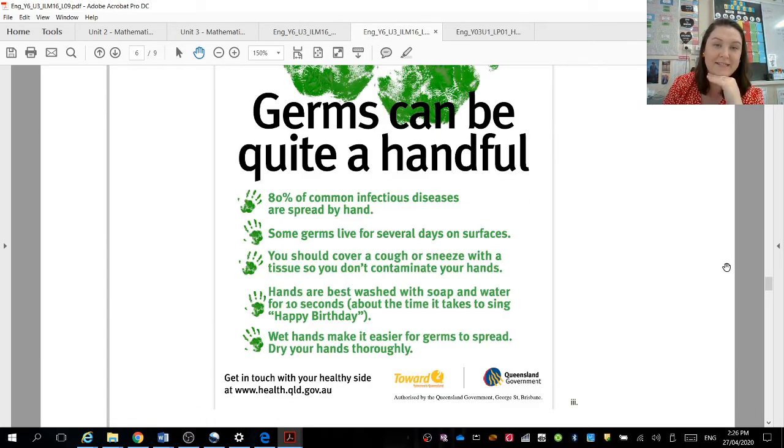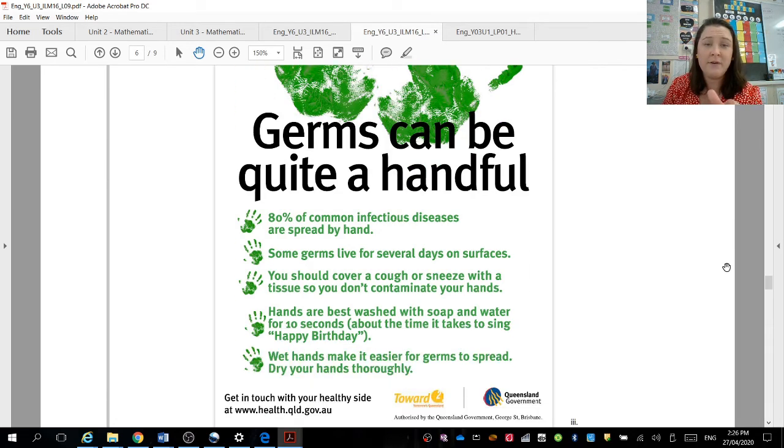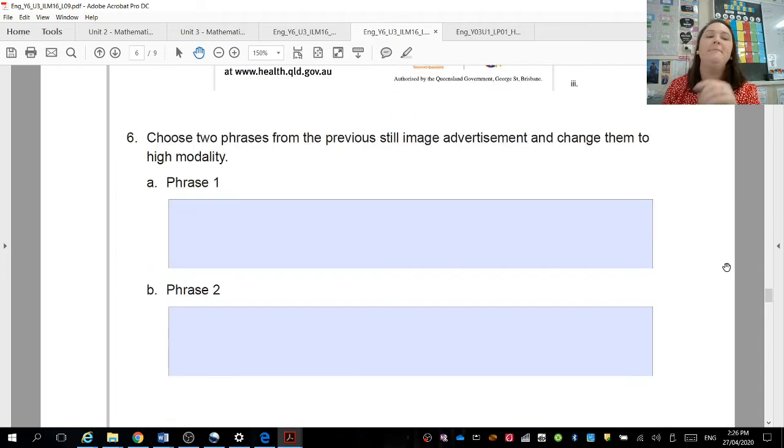Hopefully you've gone and done those activities. Okay, let's scroll on. So here's "Germs can be quite a handful." We've looked at this advertisement before, so I'm just going to scroll on down. Choose 2 phrases from the previous still image advertisement and change them to high modality.